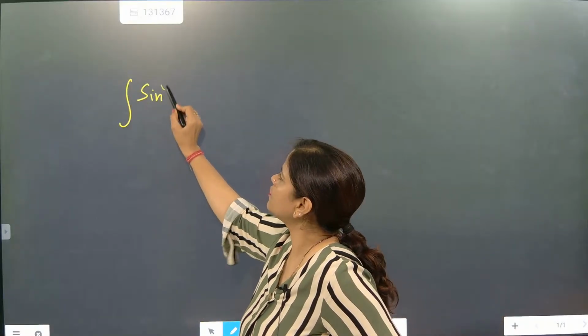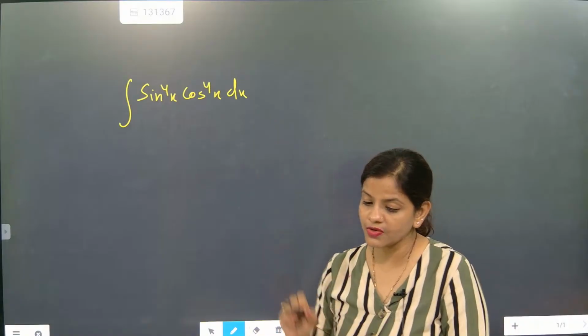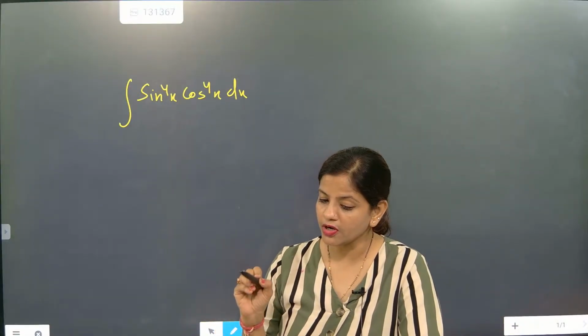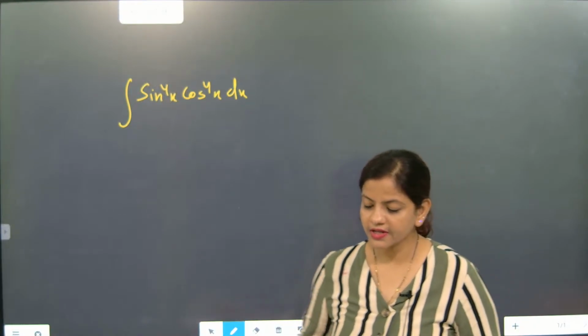Sine to the power 4x and cos to the power 4x. Long back they have not asked this question, so this question is very, very important for you. Try this question. Come on, go for it. Try this question.